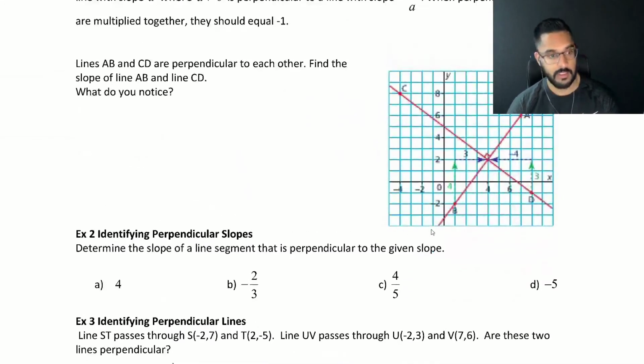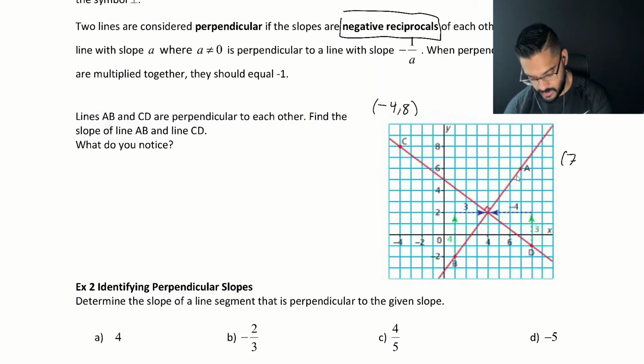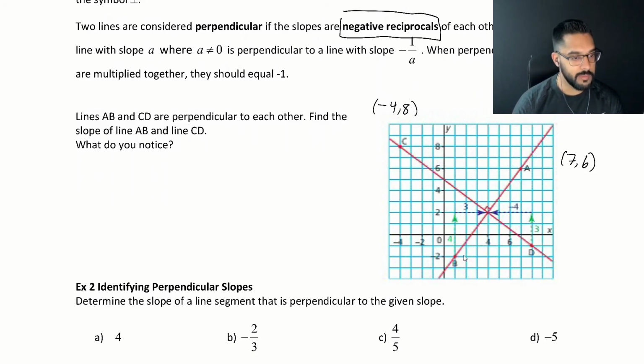Now we are asked to see if we can locate the slopes of these points. So from C to D, you could count out the slope as well, but as a coordinate pair, point C is -4, 8. Point A is 7, 6, it looks like. Point B is 1, -2. And then point D is 8, -1.